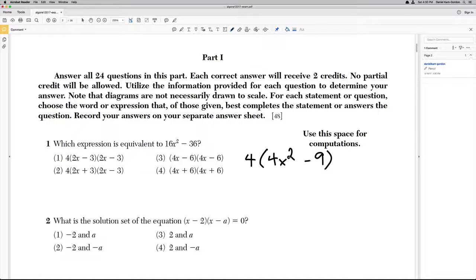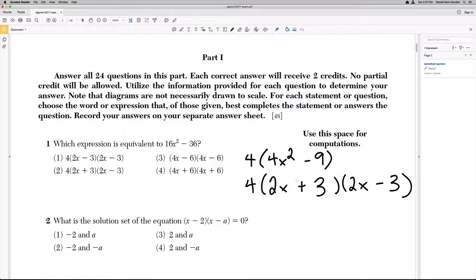Now, whenever you have 4x squared minus 9, it's basically going to be a 2x and a 2x, because 2x times 2x equals 4x squared. You know that, right? And then right here, you need 9. So it's going to be 3 times 3, because 3 times 3 is 9. However, a negative 3 times negative 3 gives you positive 9. So you have to make one of them positive and one of them negative.